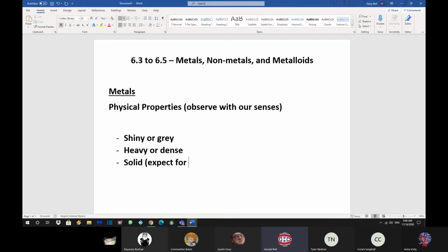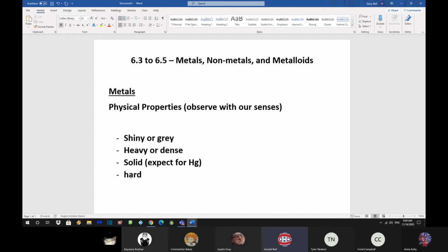I don't want to type out mercury. If you find mercury on the periodic table, I think it's like number 80. It's got a symbol of Hg. So I'm just going to put Hg for mercury. So they're all solid at room temperature except for liquid mercury. They are hard. So you can't scratch a metal very easily. I mean, it can be done, but it takes some effort.